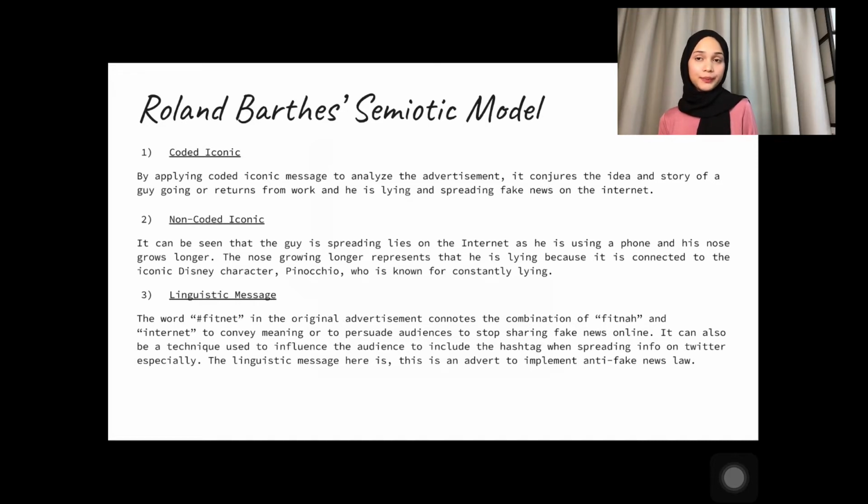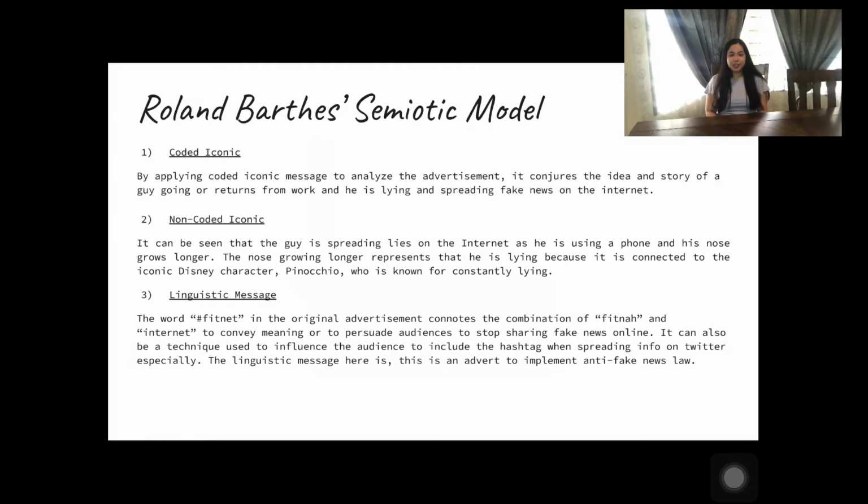Based on the advertisement, in visual composition, we can see that there's a guy on a train wearing office attire, having a long nose while holding and looking at his phone. By applying coded iconic, it conjures the idea and story of a guy going or maybe returned from work and he is lying and spreading fake news on the internet. Why so? This is because having a long nose indicates that someone is lying, and holding a phone while typing and looking at it shows that he might be on the phone scrolling social media and sharing fake news.